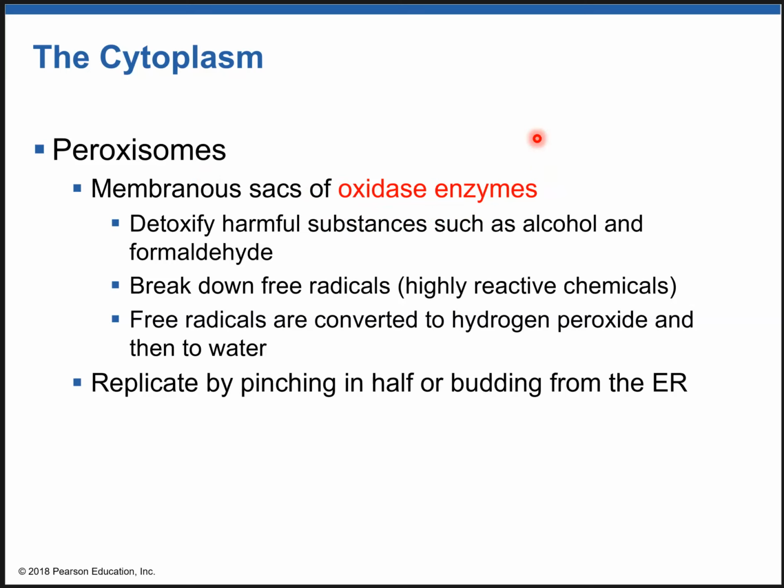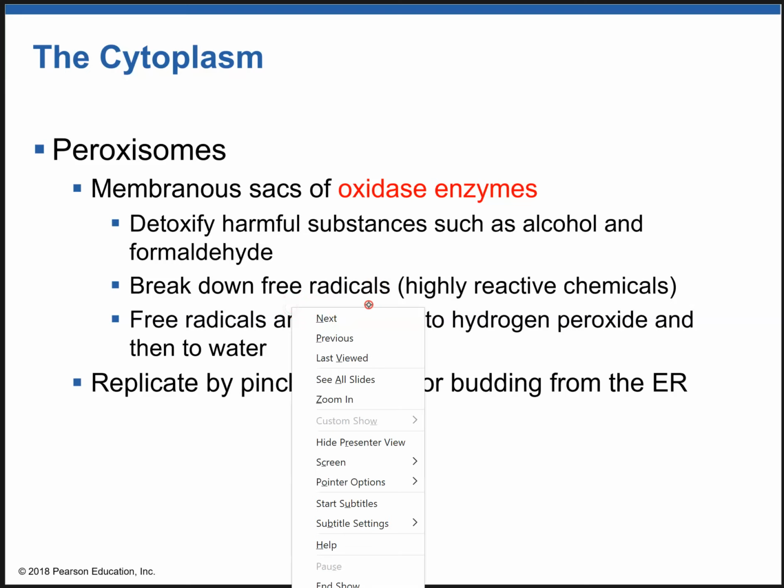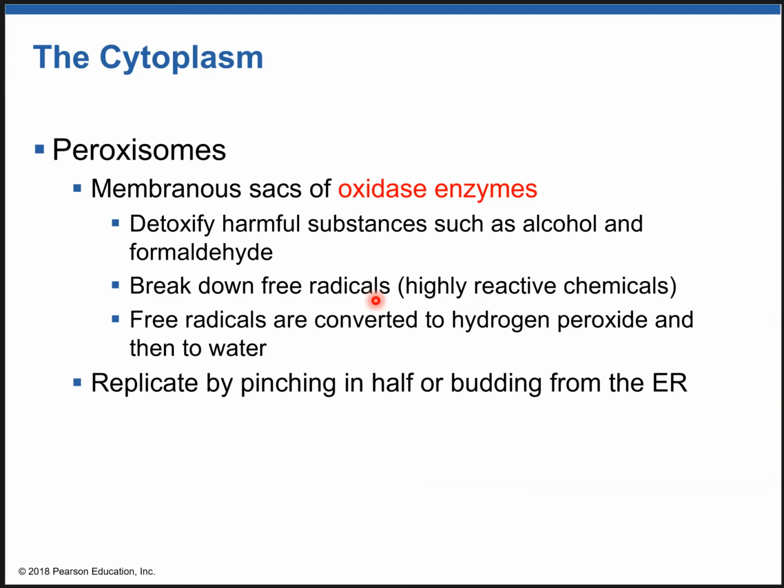Now our cells produce a lot of harmful chemicals known as free radicals. Free radicals are highly reactive chemicals that need to be neutralized, because if these free radicals are not neutralized, they end up destroying the cell. And free radicals are further converted to hydrogen peroxide by oxidase enzymes, and this peroxide is then converted to water.